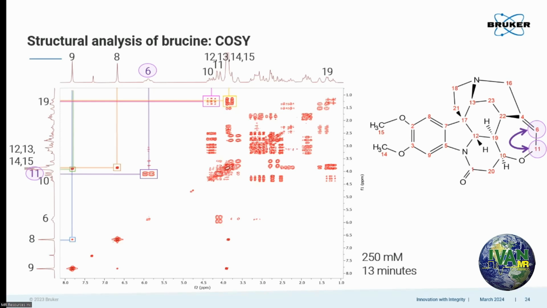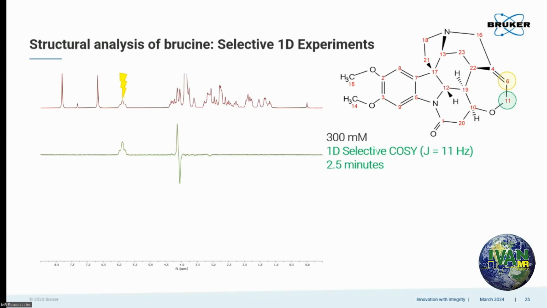So this is where turning to those selective 1D experiments is really quite useful. The idea here is we're going to selectively irradiate that vinyl proton on carbon 6. We run a 1D selective COSY here. This we can do in 2.5 minutes. We're targeting our stronger coupling, so we're selecting for a J of about 11 hertz coupling, and we see a pretty strong response for the protons on carbon 11.